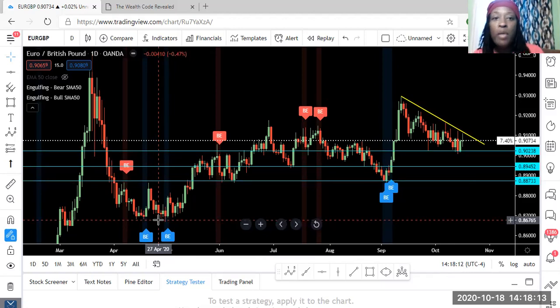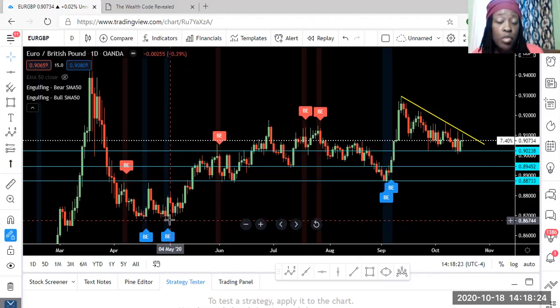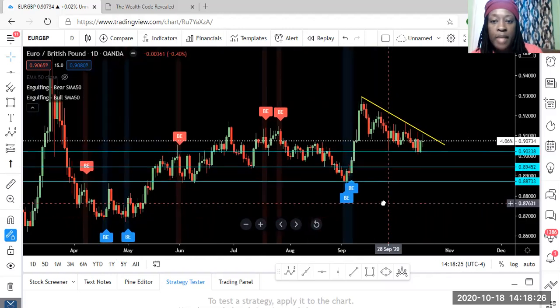Me personally, I'm more of an intraday trader. So I kind of want to be in and out. For the most part, I don't want to be in a trade for weeks. I don't. But this is an area that you can consider if you were swinging. I'm not swinging, so I'm not really looking at that.